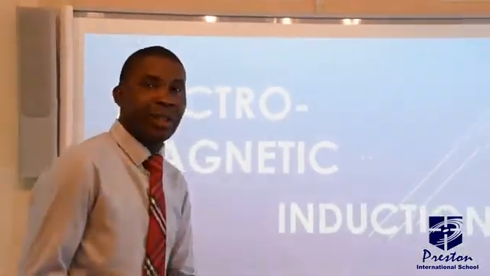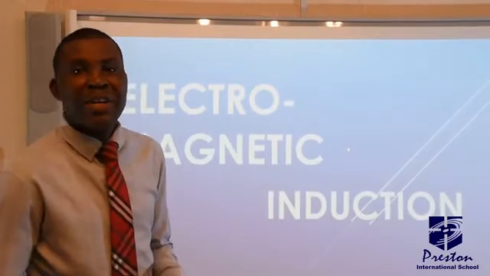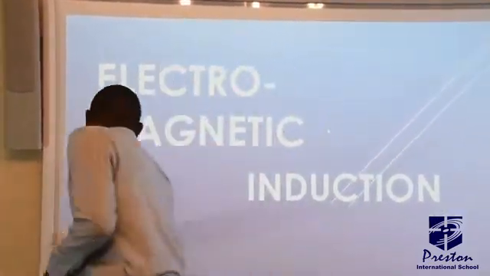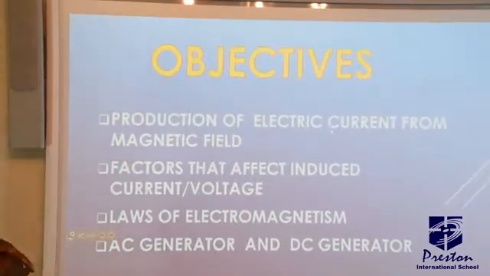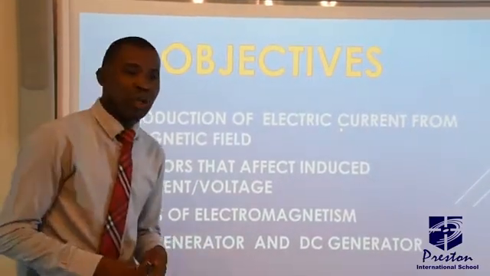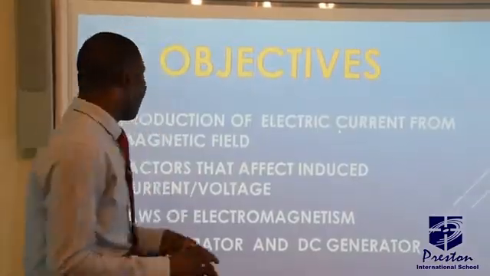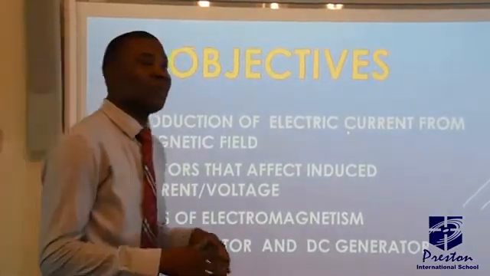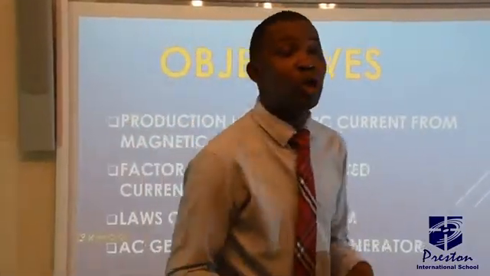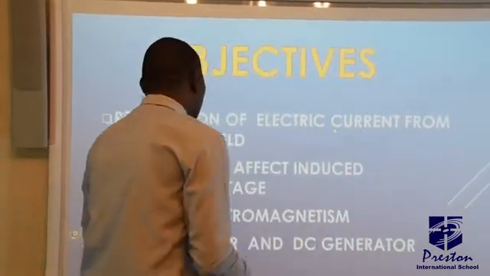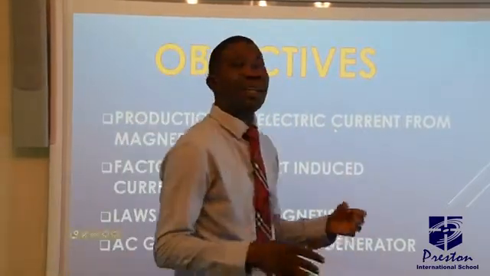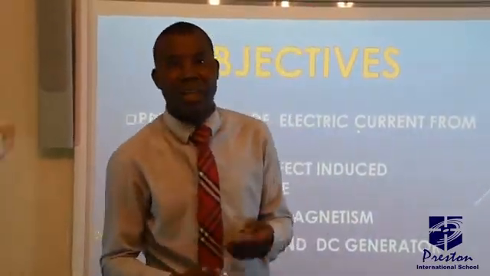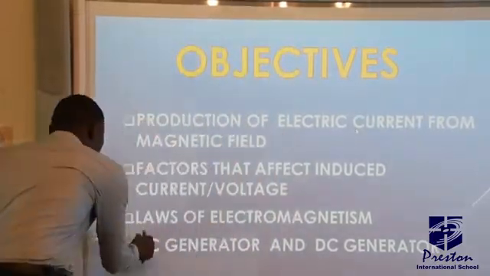Good morning, class. Today we want to remind ourselves of this topic, electromagnetic induction, generating electricity with the aid of magnetic field. We'll look at these objectives together. Number one, production of electric current from magnetic field. Number two, the factors that affect the induced current or the induced voltage. Number three, the laws of electromagnetism, and then application in form of AC and DC generator.